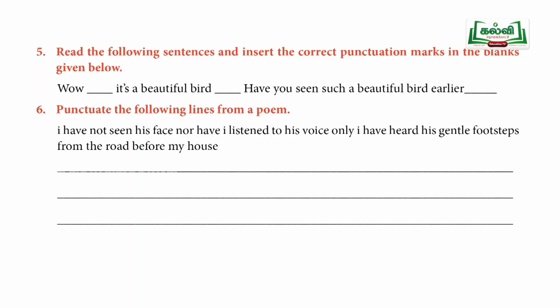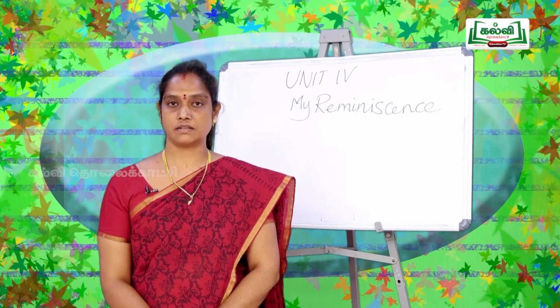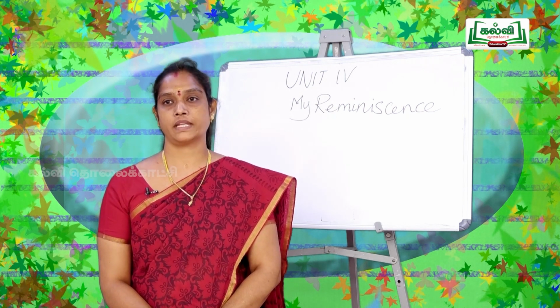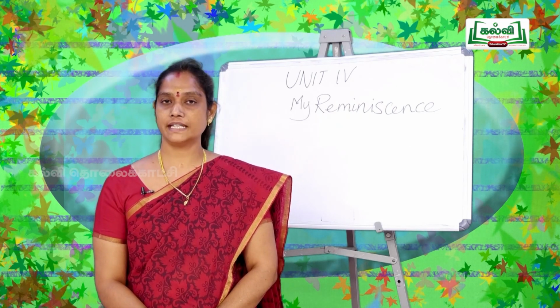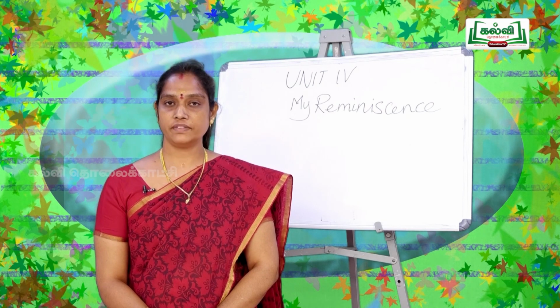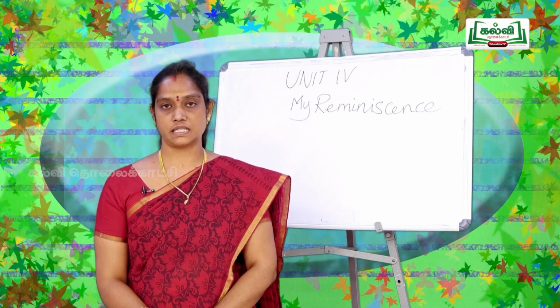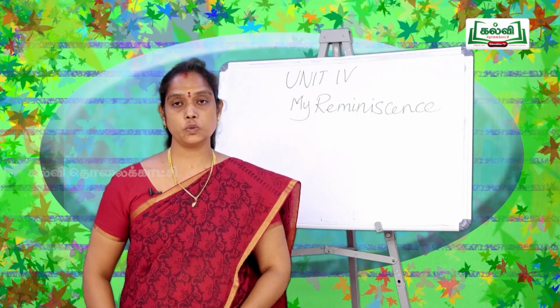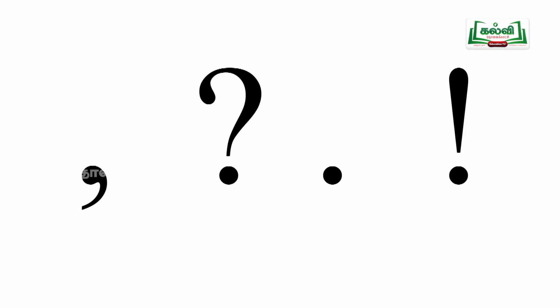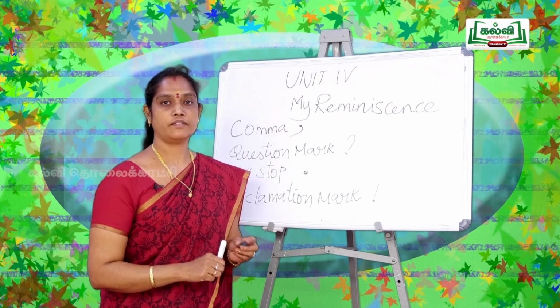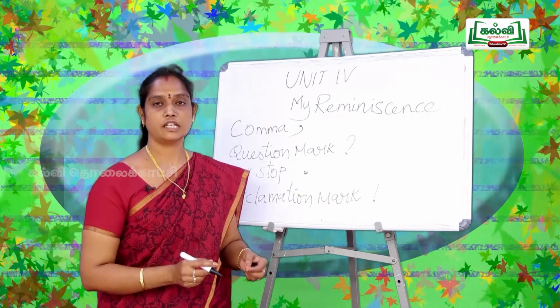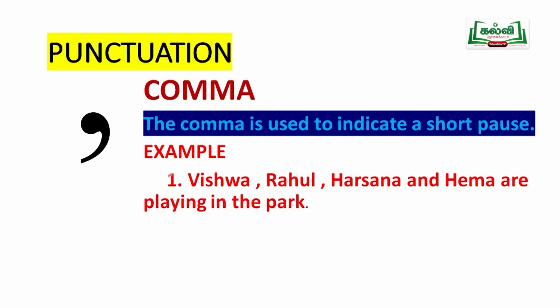The next questions, 5th and 6th, are related to punctuation. What is the meaning of punctuation? Punctuation means in a sentence we have to have a pause. What is pause? Oru chinna nirtham, a short stop. Then we can understand the meaning of the sentence. So whenever necessary, we have to give a pause. That's called punctuation. The punctuations are comma, question mark, full stop, exclamation mark. What is comma? Comma, we can use it for a short pause.